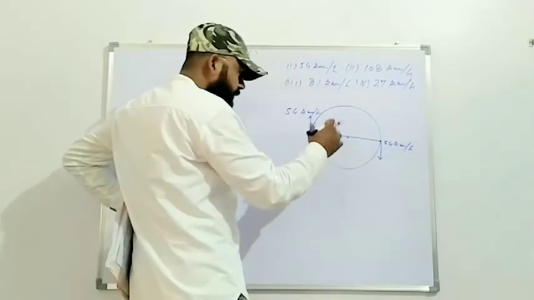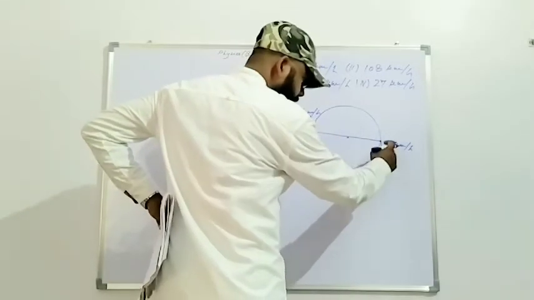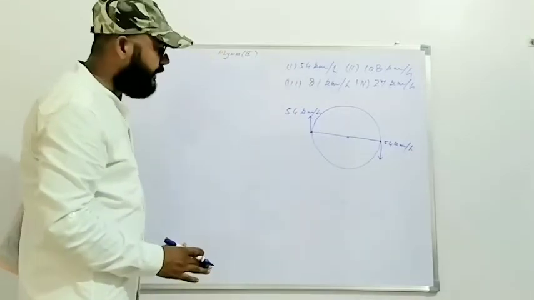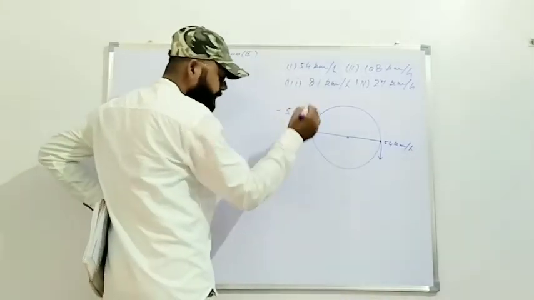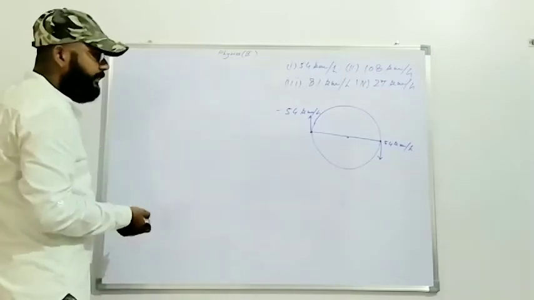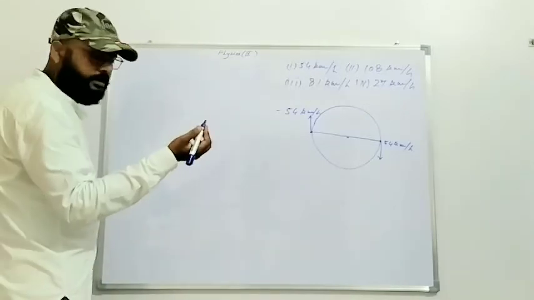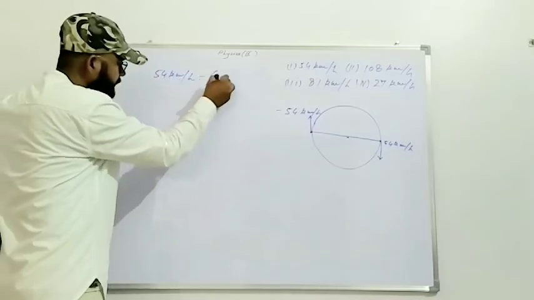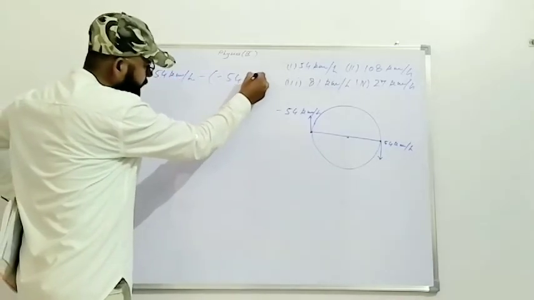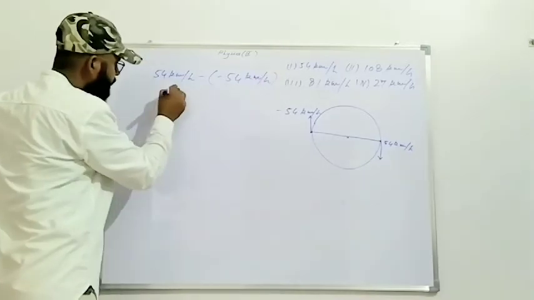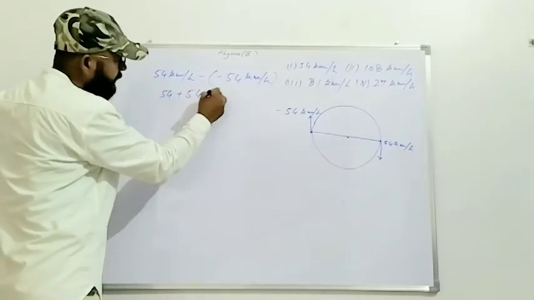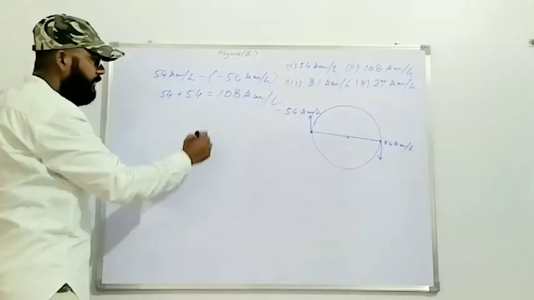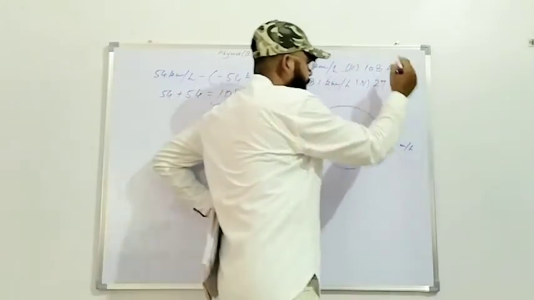So see here, suppose I put this direction positive, then this direction is negative. Here minus. And what is the difference of their velocities? 54 kilometer per hour minus minus 54 kilometer per hour, and the answer is 54 plus 54, that is 108 kilometer per hour. So the correct answer is this.